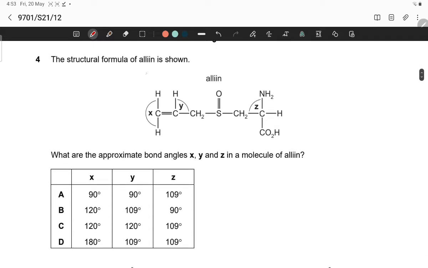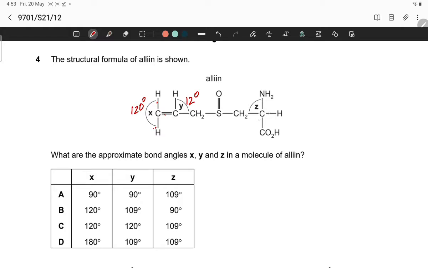The structural formula of allene is shown. What are the approximate bond angles of X, Y, and Z in a molecule of allene? X is 120 because sp2 hybridization is there, because carbon is surrounded by 3 atoms. So this is trigonal planar. So it is 120. Y is also trigonal planar. So this is also 120.